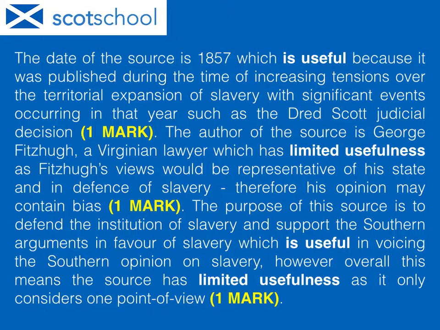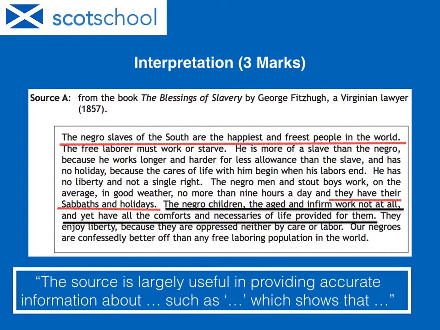So here is a particular answer we have for that previous question. Again, we're using that framework to try and answer our question. So the date of the source is such and such, which is useful because. Feel free to pause and make sure you understand where the 3 marks you're getting for that particular part, which is provenance, come from. The next 3 marks are for interpretation. This is trying to pick out what is being said within the actual source. So I've underlined in red and in black the points that are made which are useful.